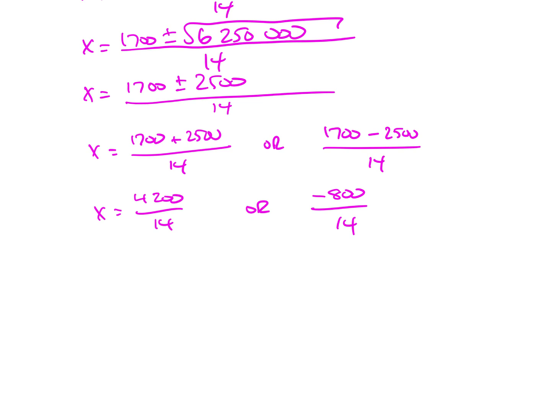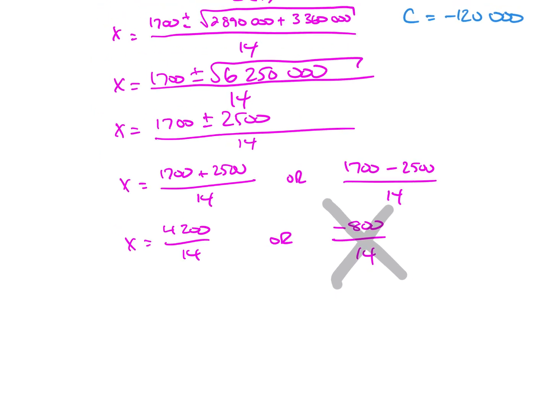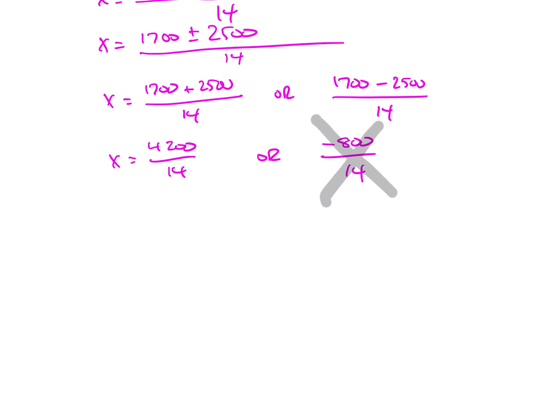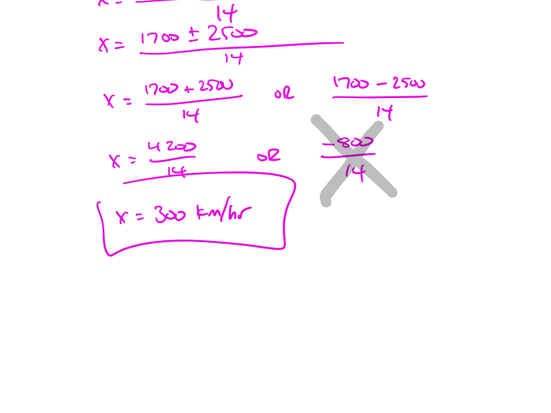So here's the deal. The second answer is negative. It's going to be rejected. When we talk about the speed of a plane, speed can't be negative. Now, technically, if you're in a physics class, you could tell me that velocity can be negative, and you're right. But speed cannot be negative. So that second answer is going to be negative, so we reject it. It's not going to be a good answer. But 4,200 can be divided by 14, and it's exactly 300 times. So the speed of the plane is 300 kilometers an hour.